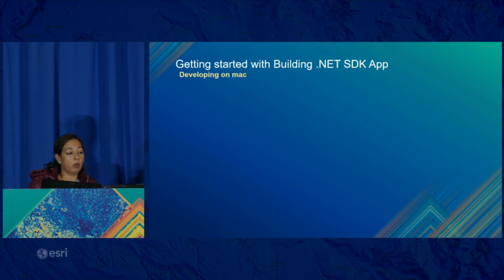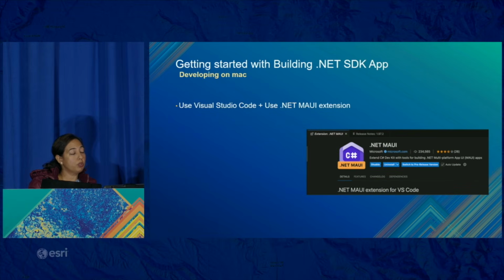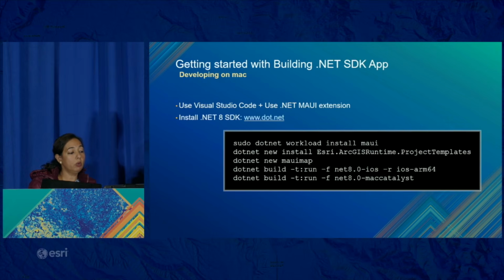If you are developing on Mac, you would use Visual Studio Code with the .NET MAUI extension. You would need to install the .NET 8 SDK on top of these two components. And to install the templates on Mac, you can directly use the command line interface. You would say dotnet new install Esri ArcGIS Runtime Project Templates, and create a new app. And the last two commands here on the screen are showing you how to build and run for iOS or Mac Catalyst.